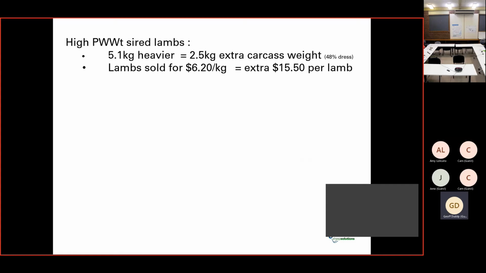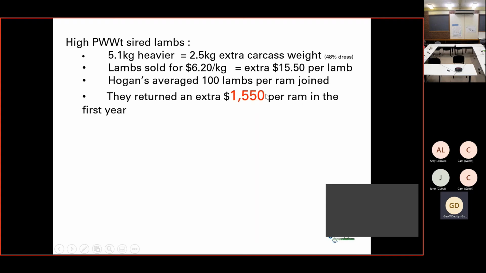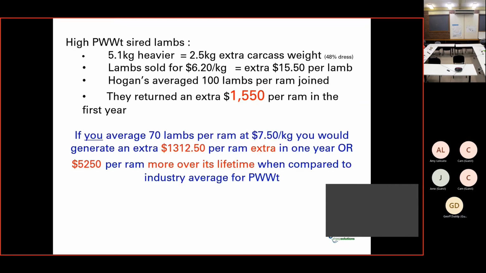We are now selling mutton for that sort of money. So that equated to an extra $15.50 per lamb from every sire that were in the top 10% for growth rate. They averaged 100 lambs per ram joined. So that means each ram returned an extra $1,550 in its first joining, first year.